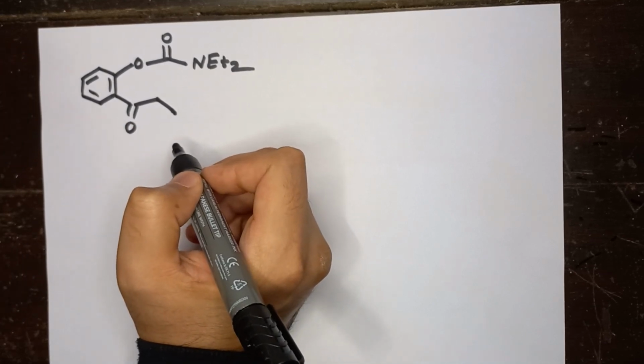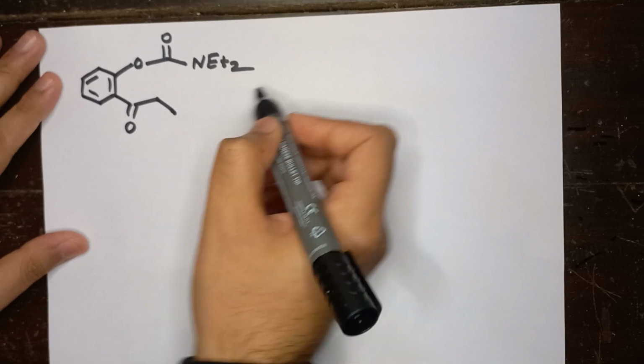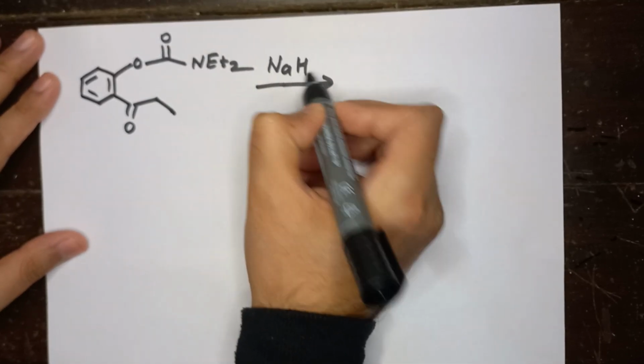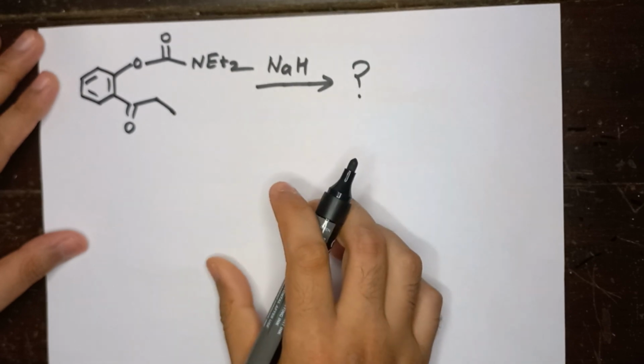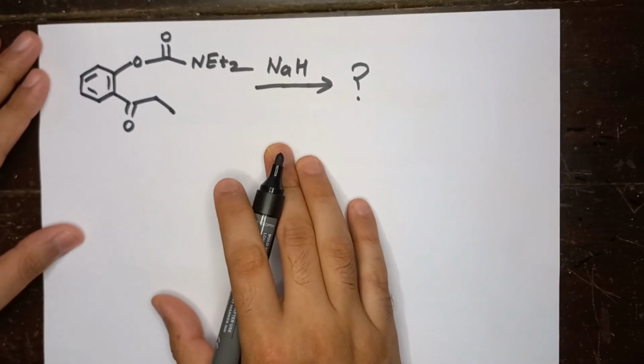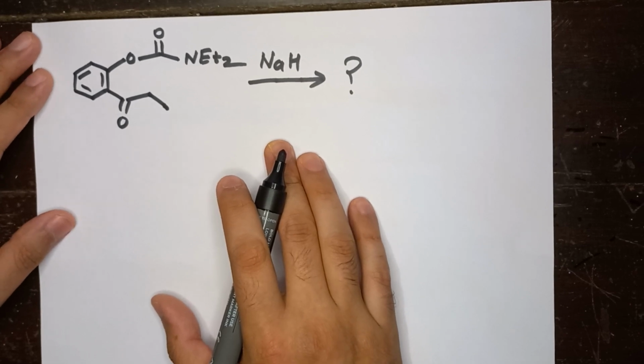So let's say this is my starting material and I'm reacting this with sodium hydride. So what product am I going to get? So you may pause the video, draw the mechanism and find out the product.